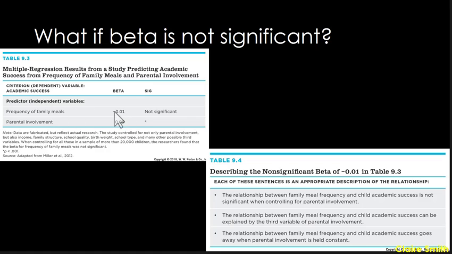If we control for parental involvement, then we don't have any significant effect of family meals on academic success, right? A beta of negative 0.01, not very strong to begin with, and also not statistically significant. So that's what that would look like in a table. And again, just different sentences to try to explain how to put that into words. Okay.